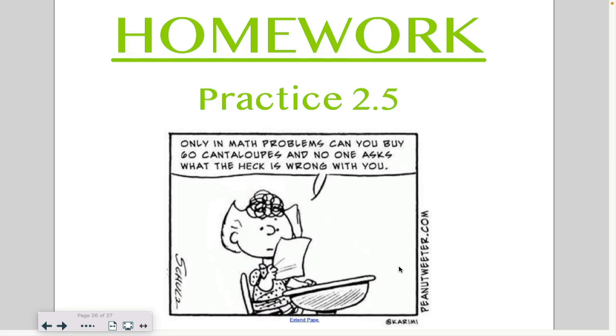And make sure your two columns are clear. We'll talk about QED on Monday.